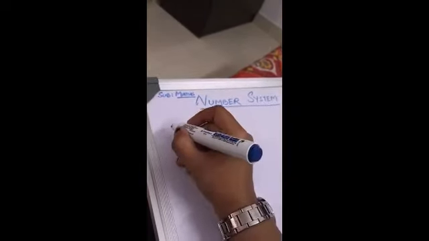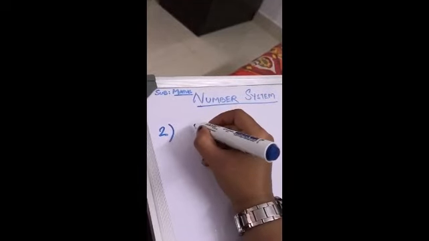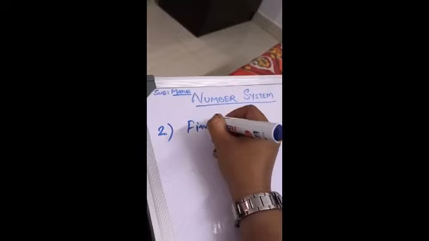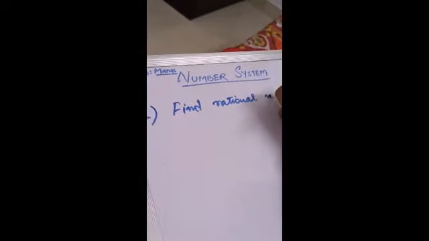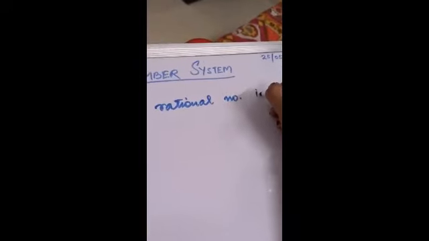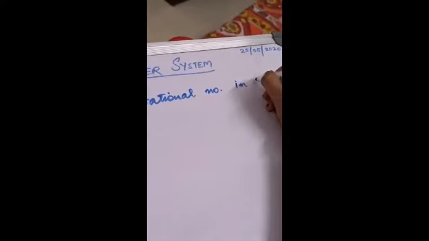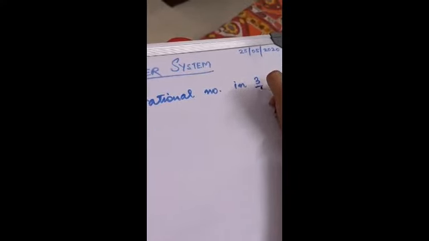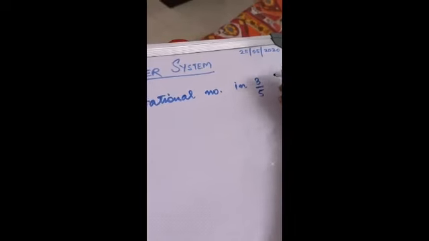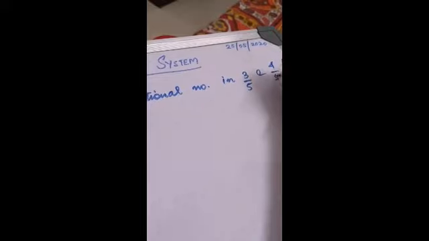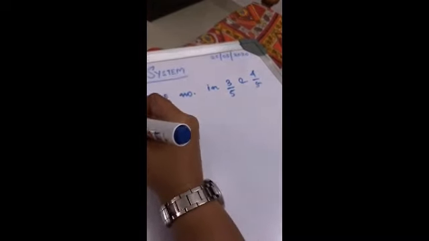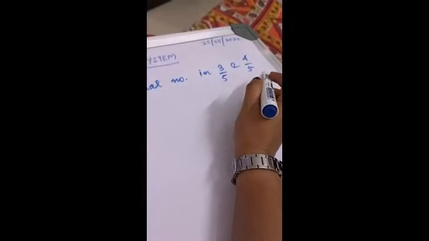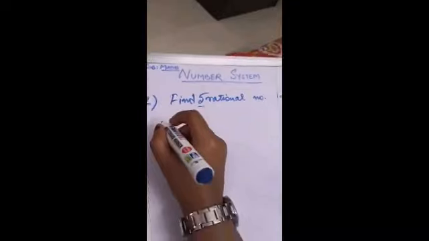Now if I say you, second problem, if I say you to find rational number in between two rational numbers, say 3 by 5 and 4 by 5. Okay, if I tell you to find rational number in between, let there be 5 rational numbers, again 5 rational numbers in between 3 by 5 and 4 by 5. So I will solve this type of problems.